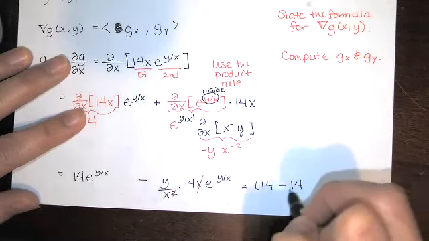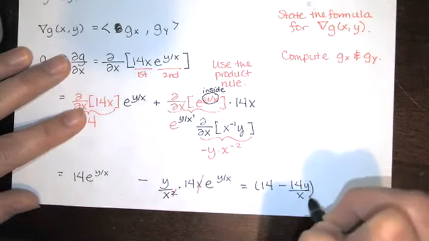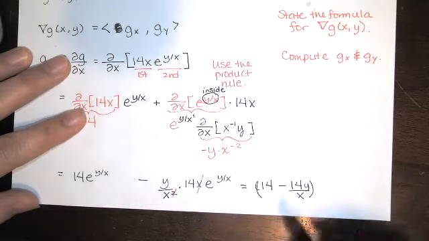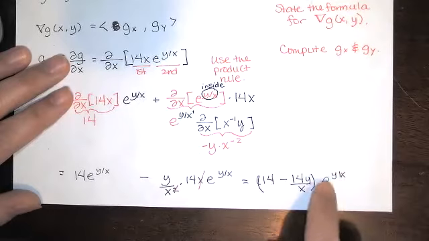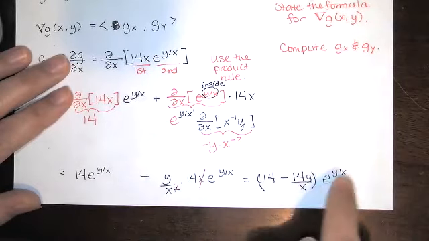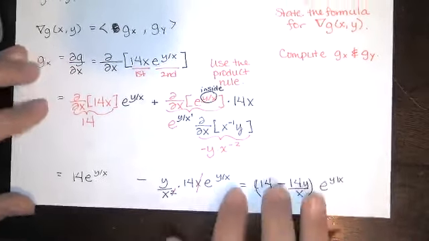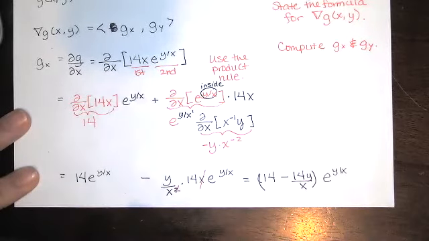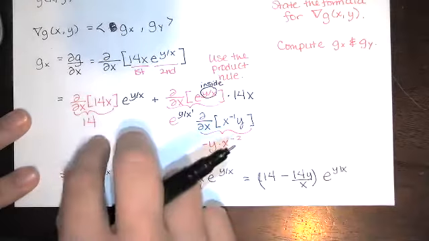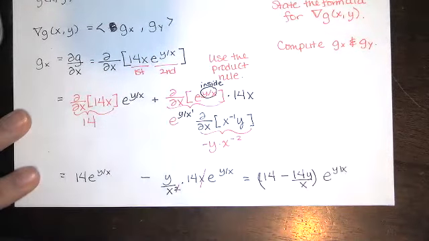14y over x times e to the y over x. And if you're not sure, you can always distribute that back through. This times this gives us this, and then this times that gives us that. So that is the partial with respect to x of our function g. I had to use a product rule, and then we had to use the chain rule within the product rule.